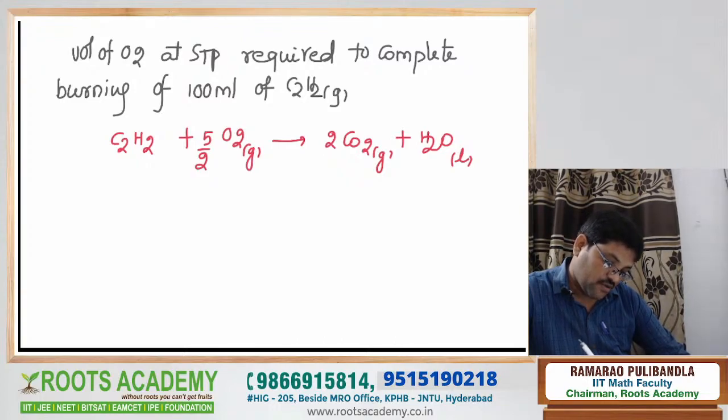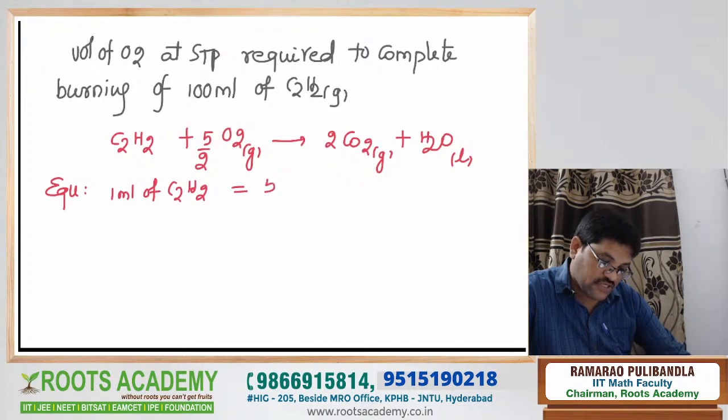What is the question given? Now according to the equation, 1 ml of acetylene gas is there. For 1 ml of acetylene gas, how many moles of oxygen are required? So 5 by 2 moles.